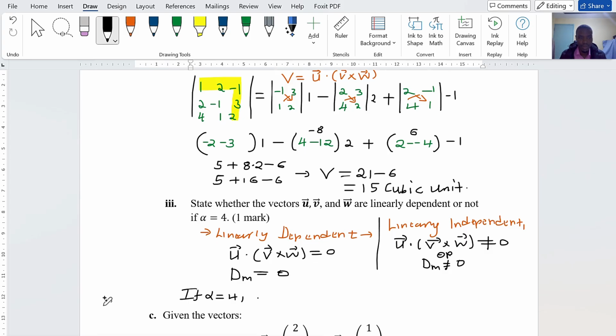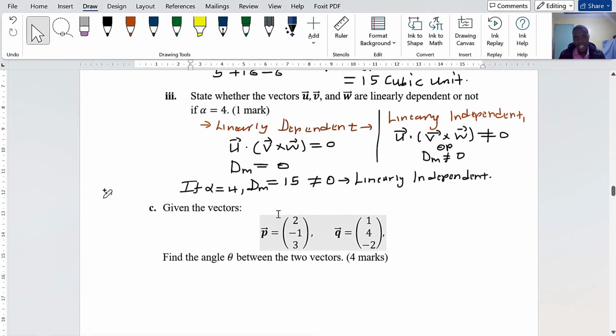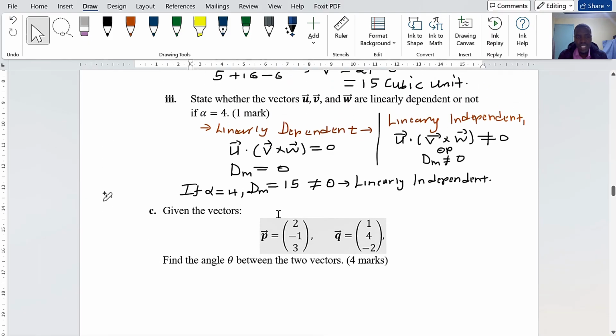Now, if alpha is 4, we have already performed the determinant of the scalar triple product. We found that the determinant of the matrix is equal to 15, which is not equal to 0. So we'll say the vectors are linearly independent because their scalar triple product is not equal to 0. So we move on. The notes are there for you, and we have the answer.